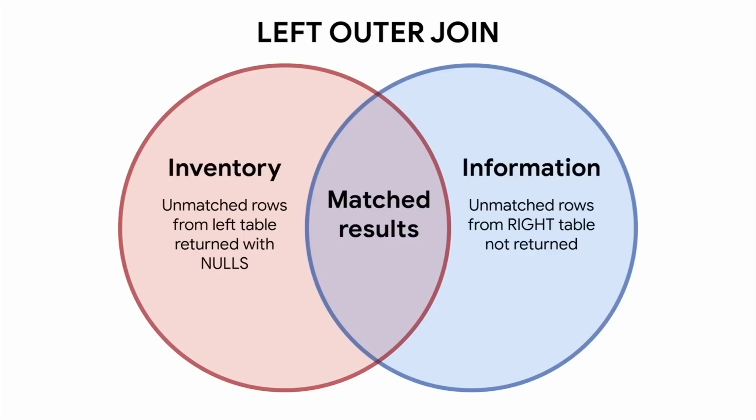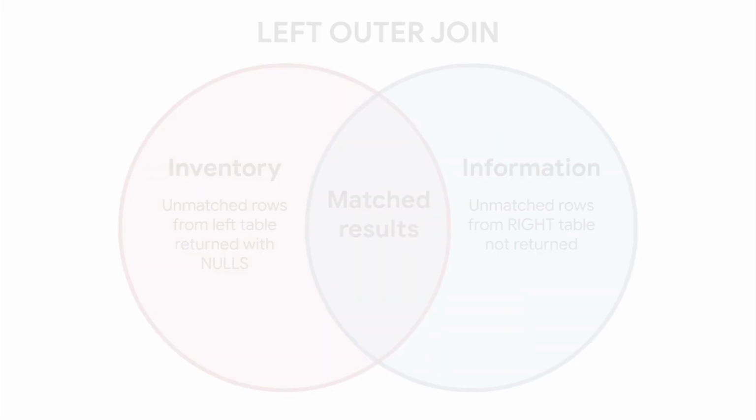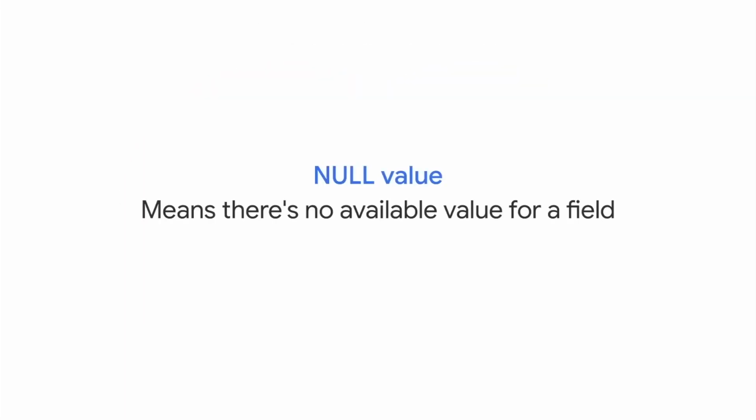Some rows in the join table will have null values. The unmatched values in the inventory table are represented as null values in the join table. Let's explain what these null values are. A null value means there's no available value for a field. In the case of an outer join, a null means that no match could be found, so the value for that field is absent.